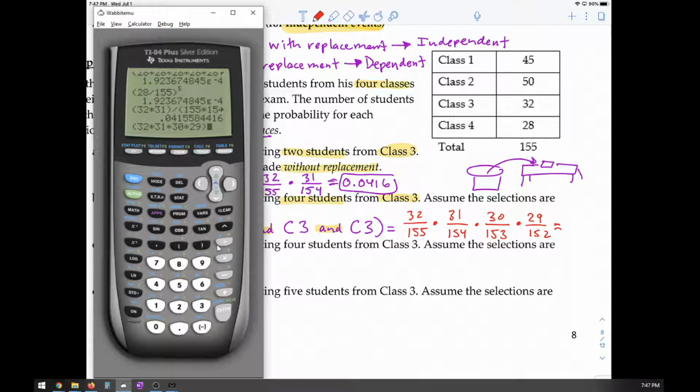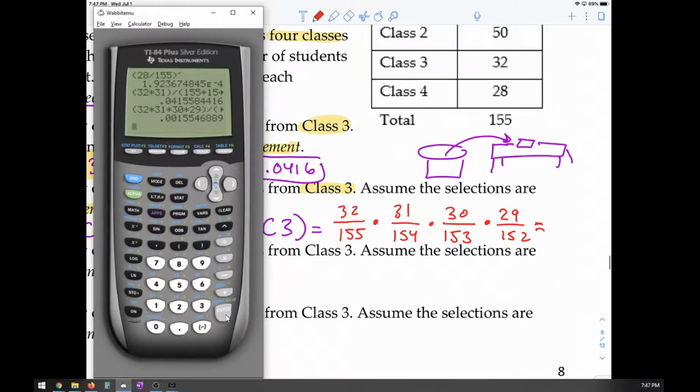Okay, that's the numerator. Close it off. Divide by, close the parentheses. So evaluate. So we get approximately 0.0016.